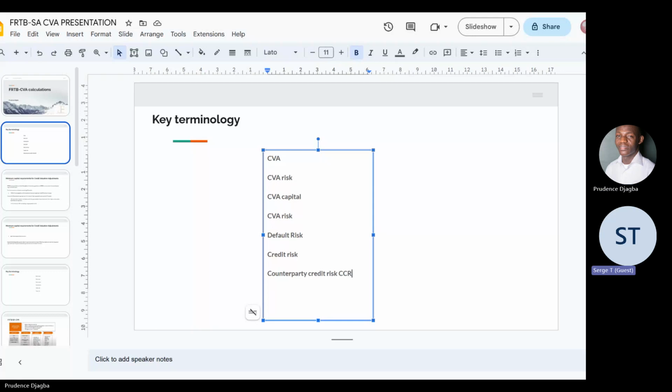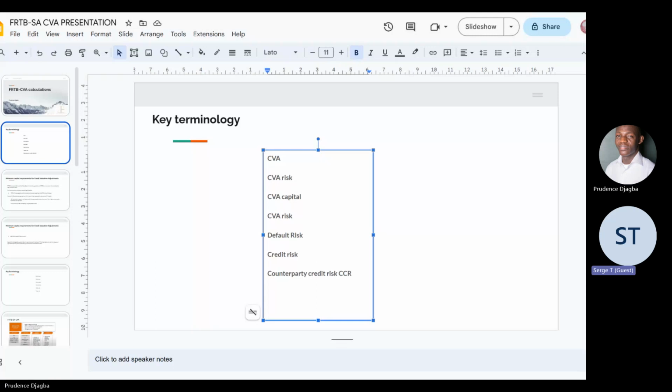So you cannot do the same as you say with the default risk. Because today I owe you, tomorrow you owe me, every time it's changing. So that's why you have something that is based on the volatility of that, and you calculate a capital based on that. That's what CVA capital is about.